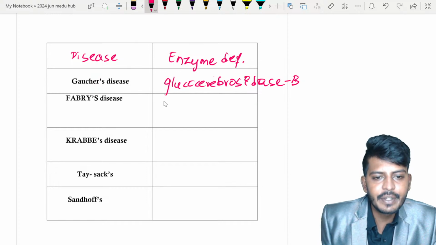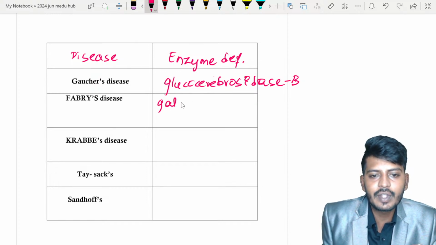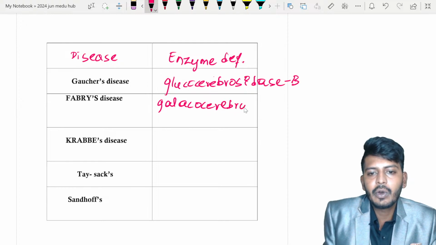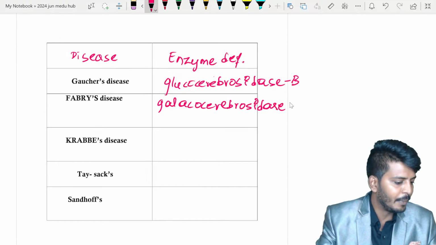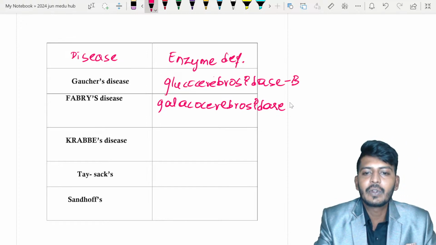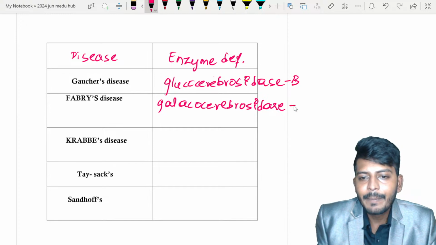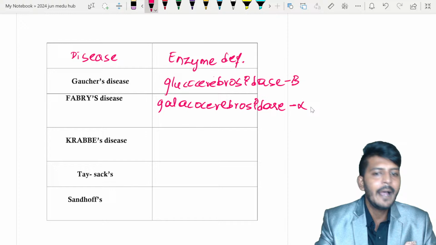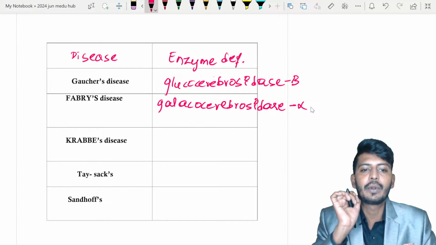Fabry's disease is due to deficiency of galactocerebrosidase. What is that? Galactocerebrosidase. It also has two types, galactocerebrosidase alpha and galactocerebrosidase beta. So Fabry's is due to alpha galactocerebrosidase deficiency.